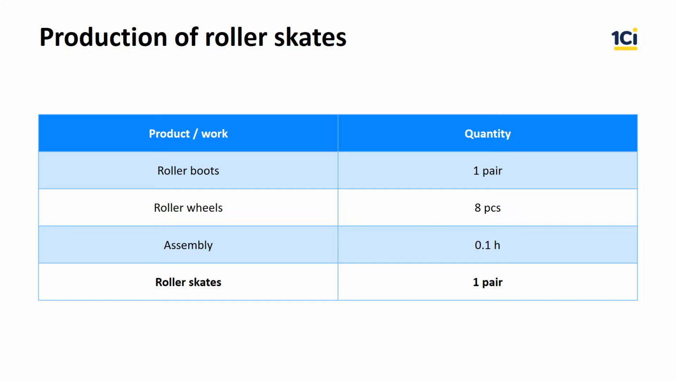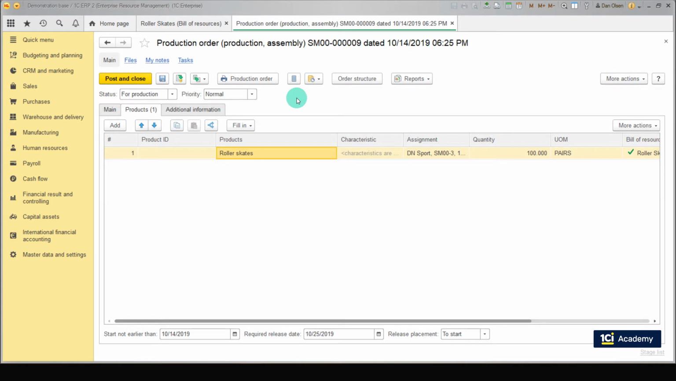To produce 1 unit of roller skates, we need to set roller boots to 1 pair, set roller wheels to 8 pieces, and set assembly labor costs to 0.1 hour. Let's start with product output. Last time we created a production order.